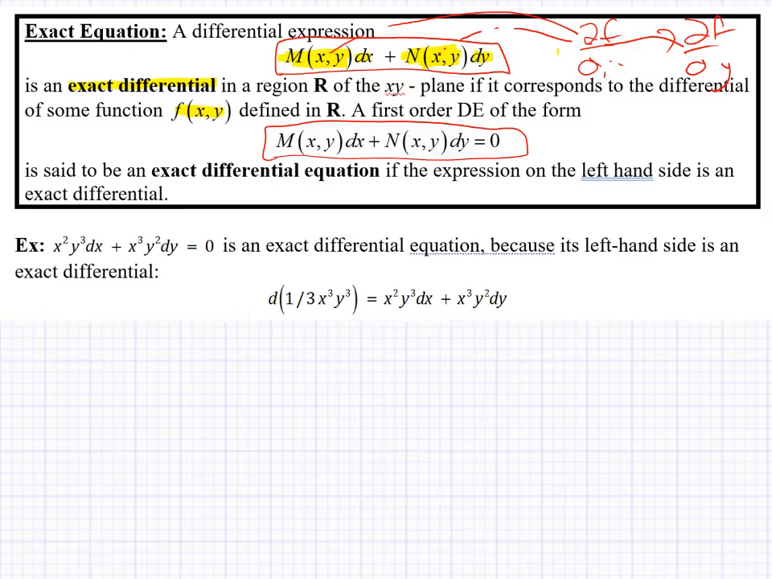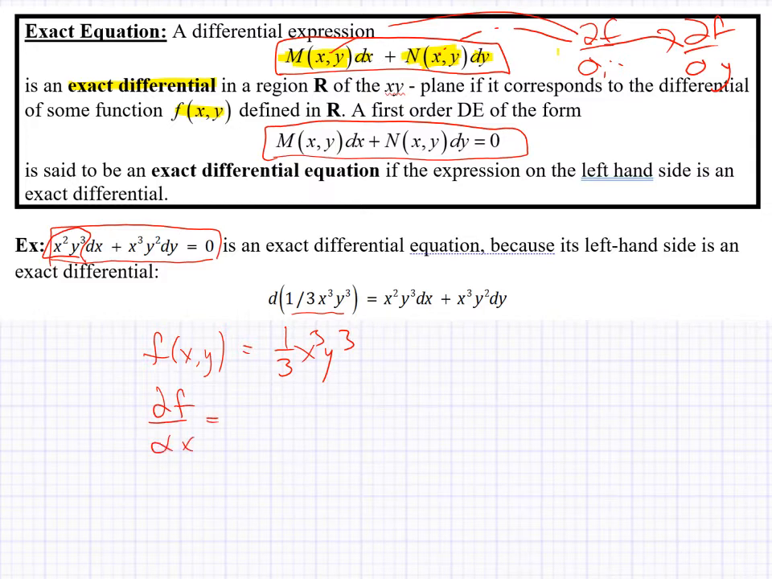So if I looked at an equation like this, it is an exact differential equation because this function here, x squared y cubed, is the derivative of some function, specifically this one, with respect to x. So if I look at f, and I call f 1/3 x cubed y cubed, and I look at the partial of f with respect to x, that's going to give me x squared y cubed because the 3 would come out and cancel the 1/3. And I look at the partial of f with respect to y, and that's going to give me x cubed y squared.